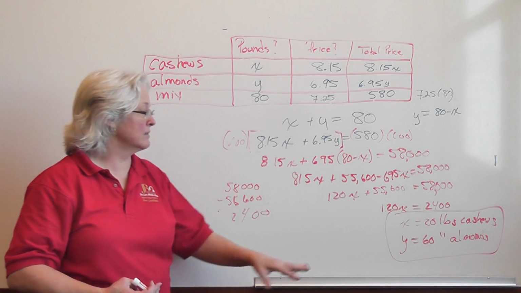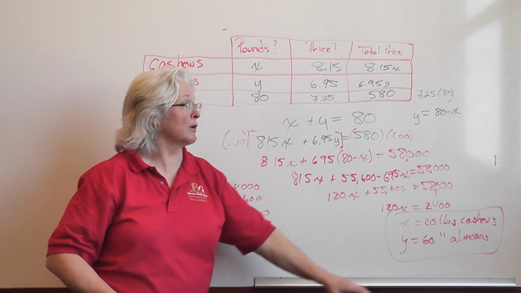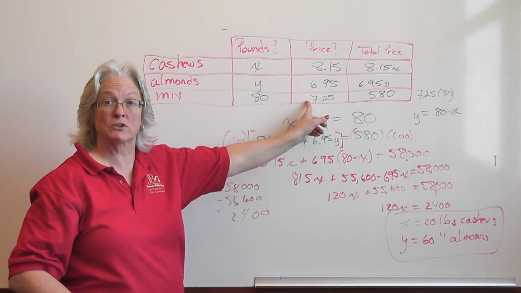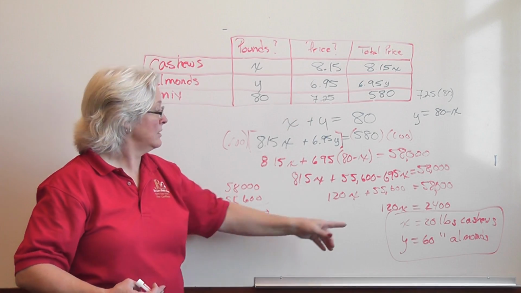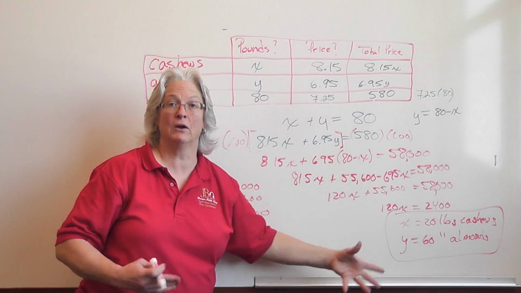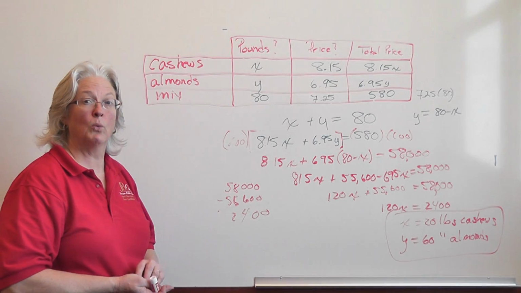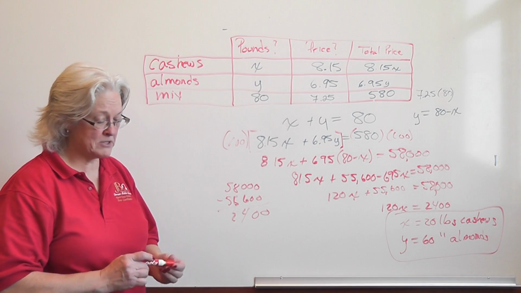Remember I said at the beginning there were going to be far more almonds in there than cashews, because the price is closer to the price of the almonds. What you have here is a ratio of 3 to 1. There are 3 times as many almonds as there are cashews. And that's all that you're going to do when you're working with mixture problems.